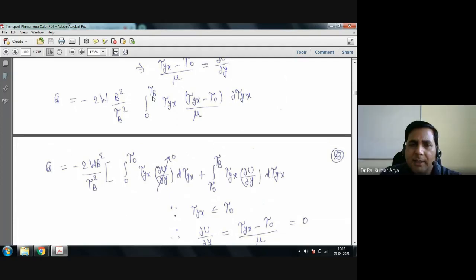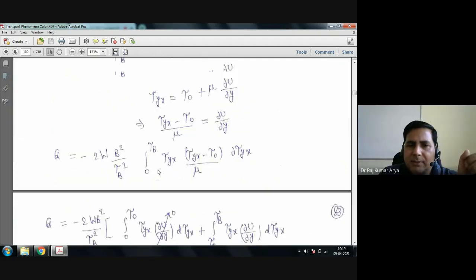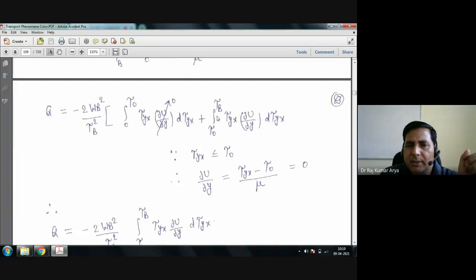In between of that, you will have somewhere tau naught also, correct or not? So this entire limit of shear stress is divided into two parts, 0 to tau naught and then tau naught to tau b. Now this expression you already have from here; the only thing you have divided is 0 to tau naught and tau naught to tau b. So this you will get.